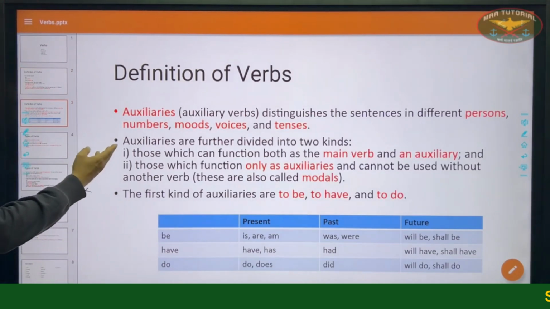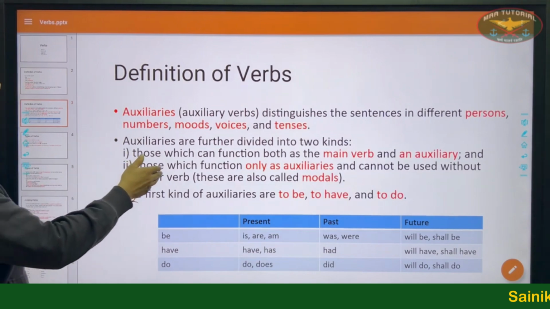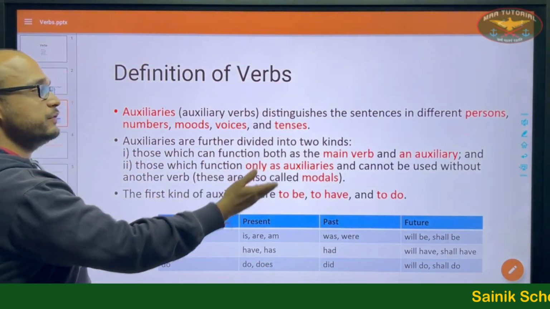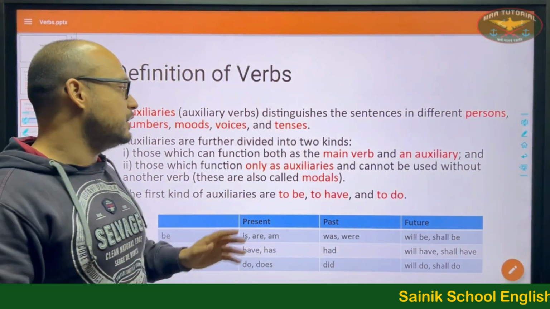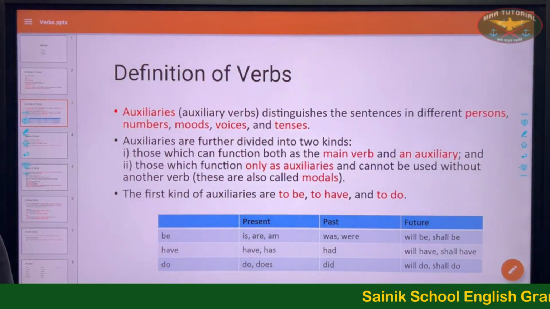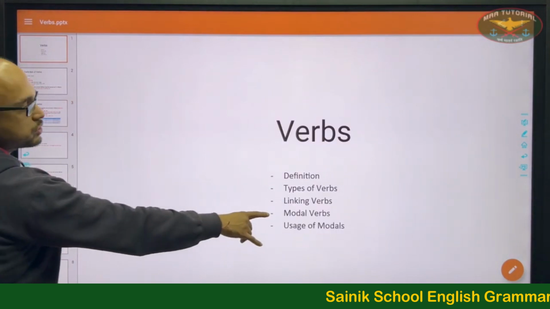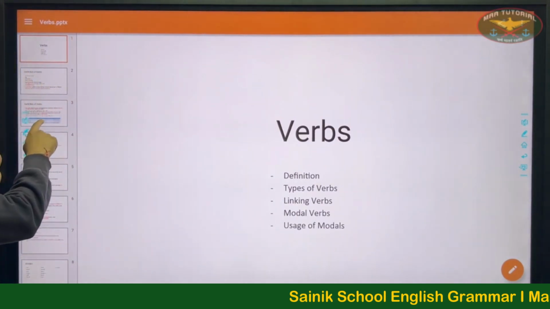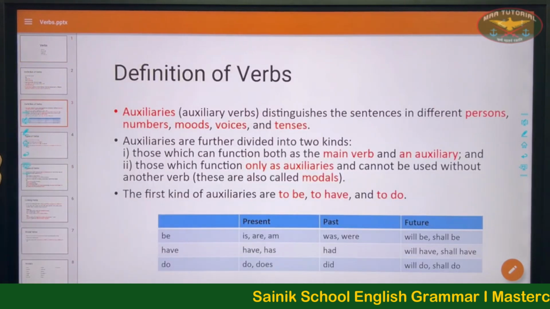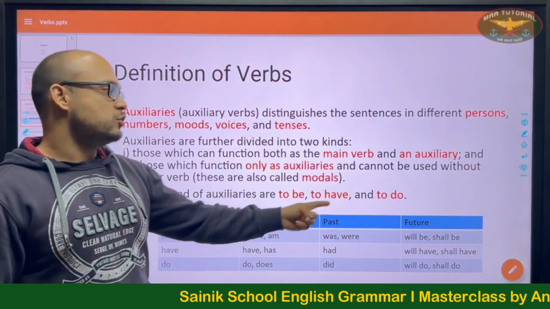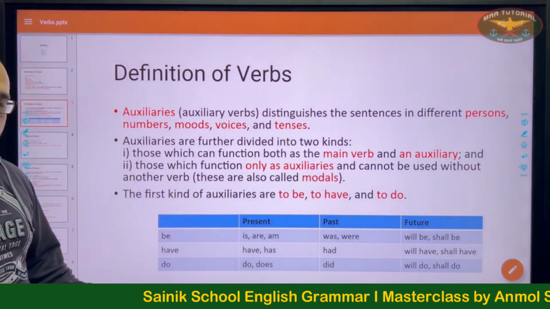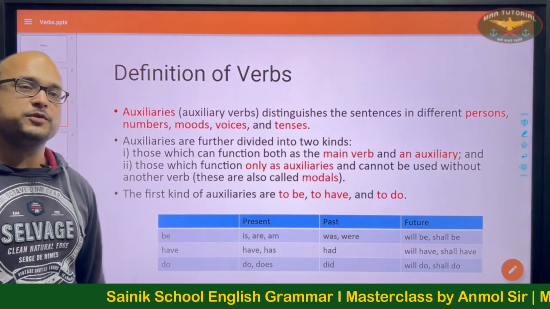Then we saw that auxiliaries can further be divided into two kinds. One that can function both as the main verb and an auxiliary, that do not need a main verb along with them, that can exist by themselves, and those that cannot exist by themselves, which are called modals. And you'll see modals is also our fourth topic as well. So the auxiliaries of first kind which can exist by themselves were three kinds: to be, to have and to do, be, have and do, and we saw the present, past and future forms of them.